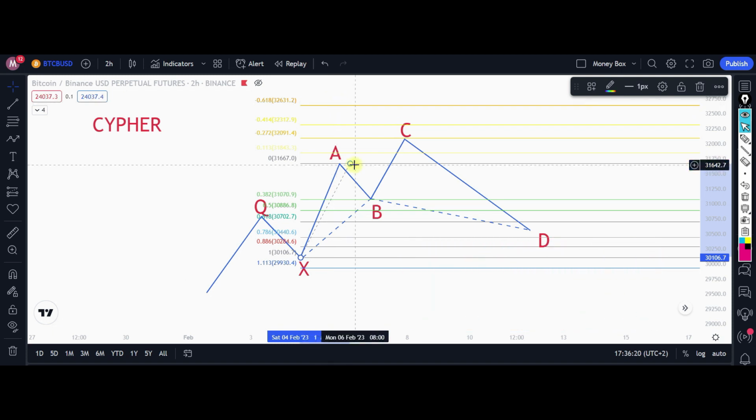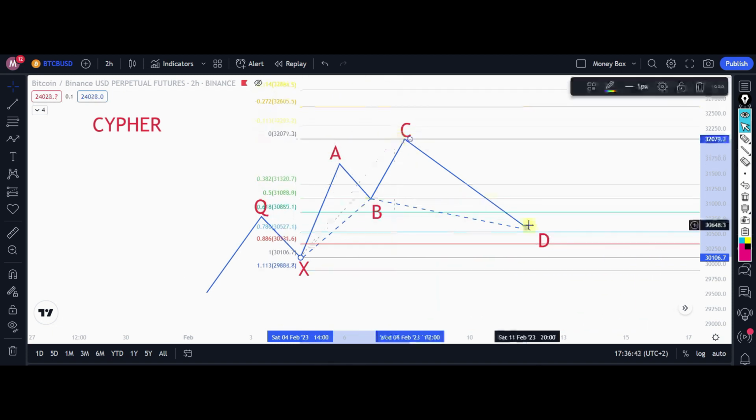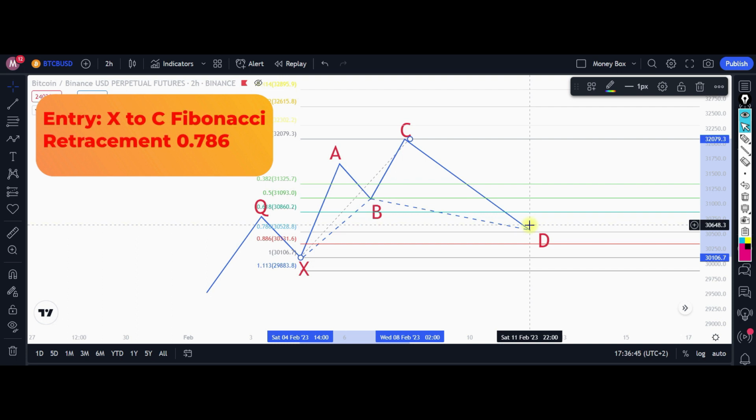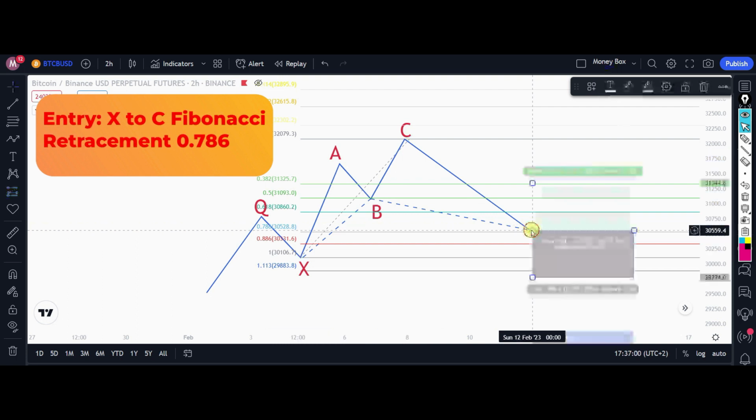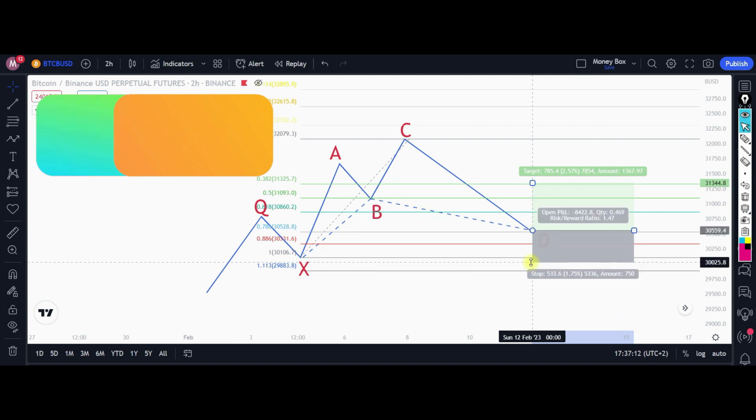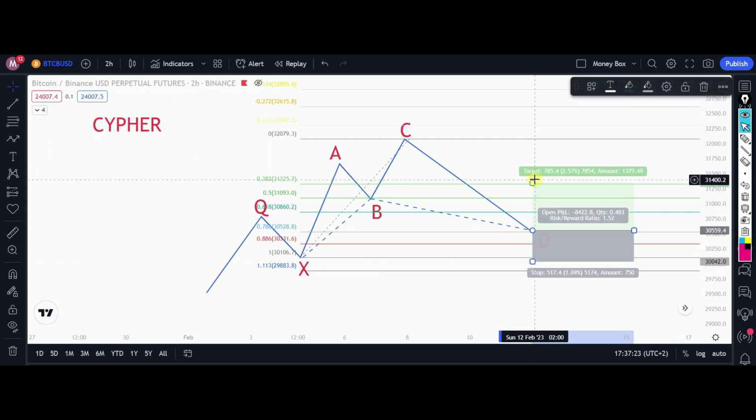For the entry point, we use Fibonacci from X to C, and a retracement of 0.786 is our entry point. We can execute our order with a candle signal here. Our stop loss will be slightly below the X, but this time we don't target the level C for profit. Instead, we arrange our take profit target as a 1:2 or 1:3 risk reward ratio of our stop loss point.